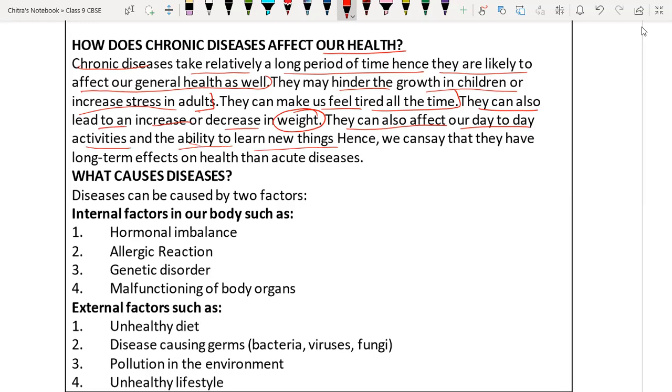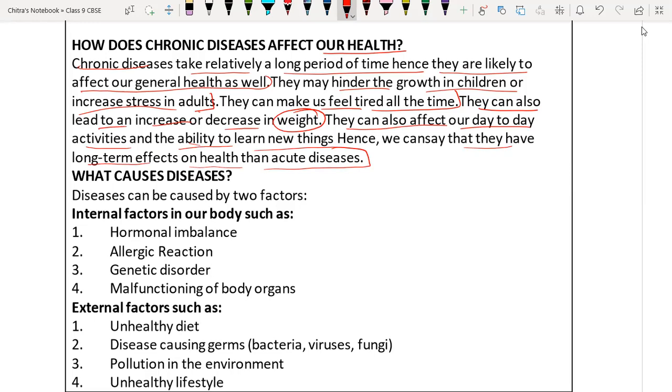Hence, we can say that they have a long-term effect on health as compared to acute diseases. That's why chronic diseases are very harmful. They affect the person's health, even family health also. Okay, everyone?